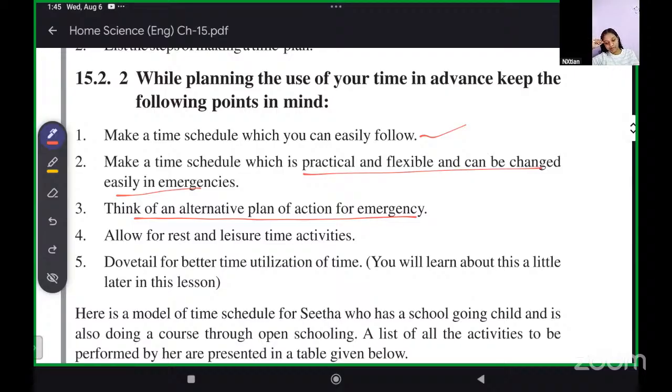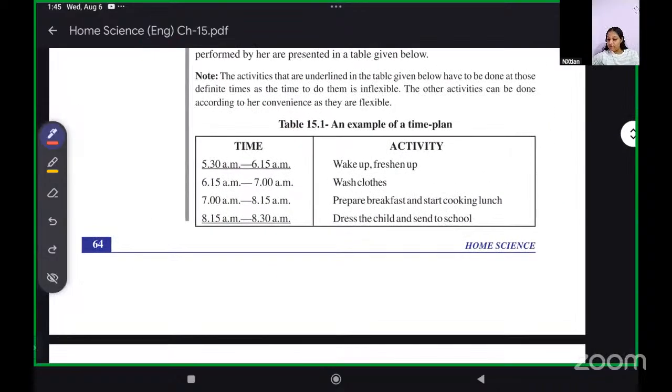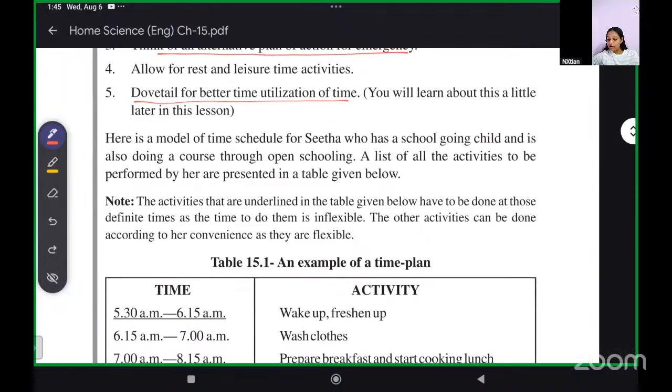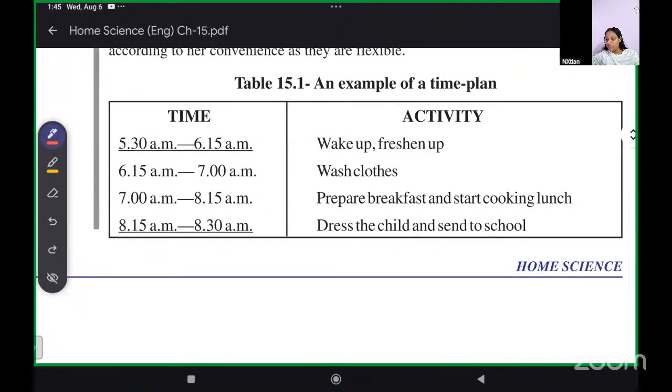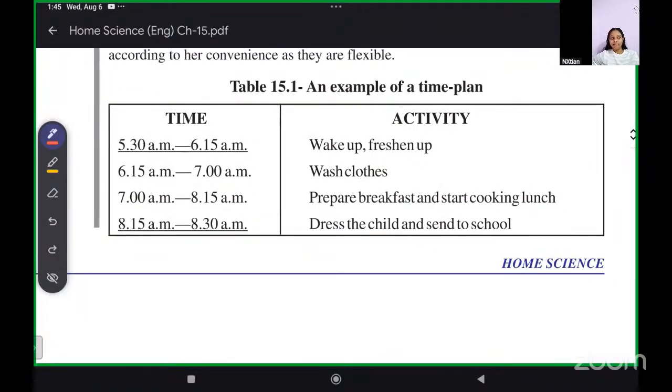Dovetail for better time utilization. We'll discuss this in the next class tomorrow. What is dovetail? It's for better time utilization. We'll stop here for today, and tomorrow we will continue from here. We'll see the model. I'll show you mine also, my time plans, and then I'll give you one day to plan your entire day's activities and share it with me. So that also we'll do.